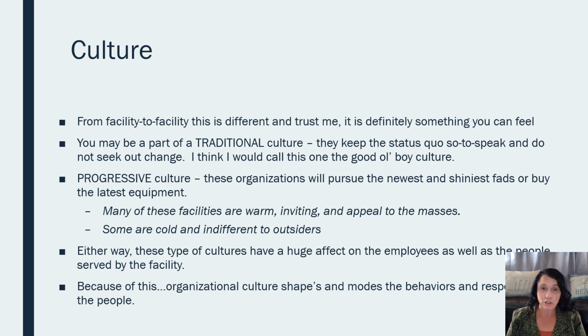The progressive culture, these are organizations that are going to pursue the newest and shiniest fads or buy the latest equipment. Many of these facilities are warm, they're inviting, they appeal to the masses. Some are cold and indifferent to outsiders. Either way, these types of cultures have a huge effect on the employees as well as the people served by the facility. Because of this, organizational culture shapes and molds the behaviors and responses of the people.